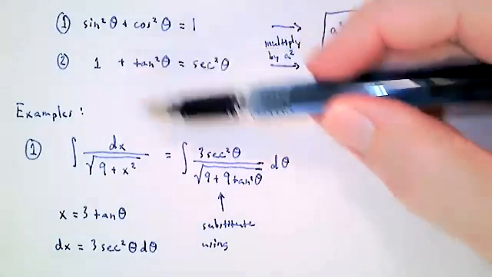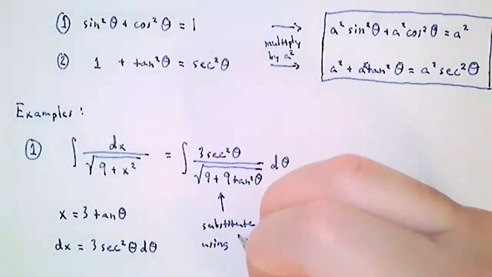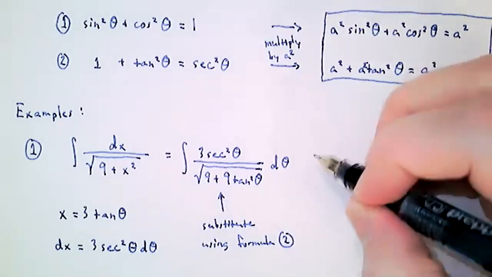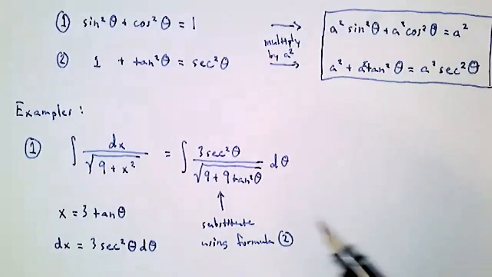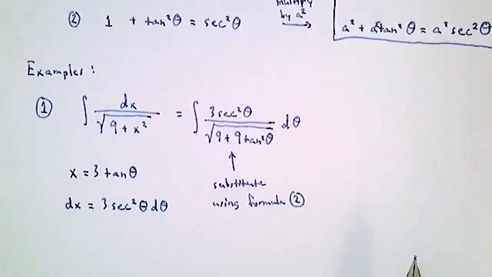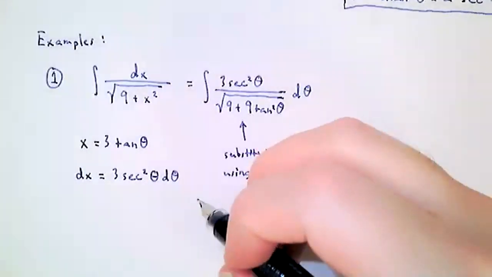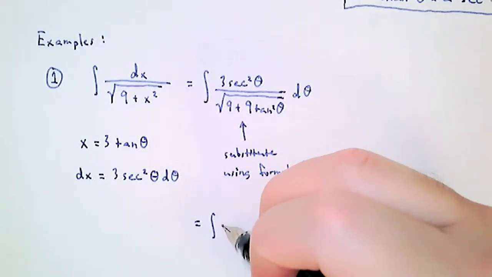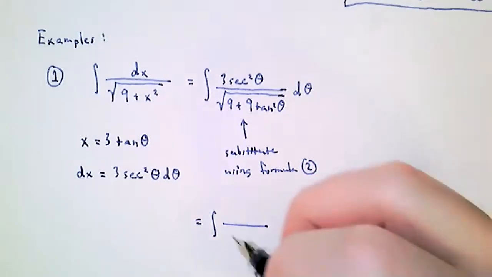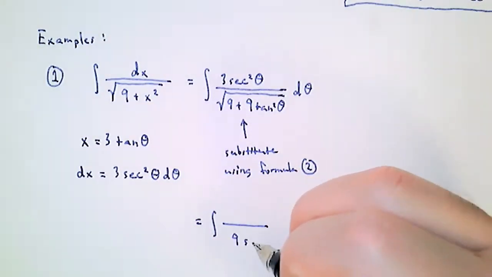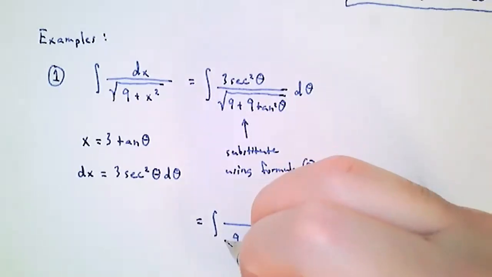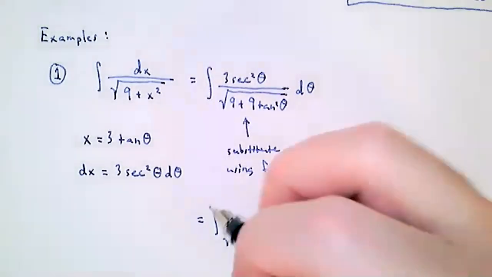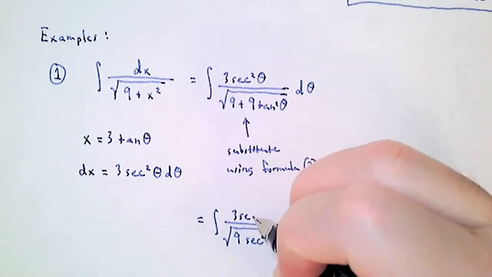So we're going to use formula 2. Okay, so this is a little messy. Let's go ahead and come down below here and rewrite things. Underneath the square root, we now have a 9 secant squared. And then up top, we have 3 secant squared.